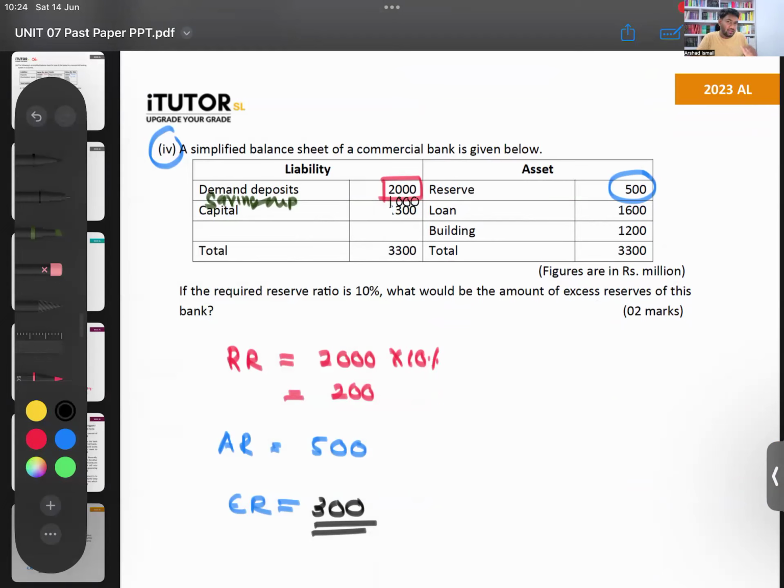Do you have to calculate SRR for savings deposits as well? Usually our question has demand deposits. Let's say they give something called time and savings deposits, 1,000. Is the SRR applicable for that as well? Yes or no? What do you all think? If they give you a question like this, demand deposits 2,000, savings and term deposits 1,000, now what is the excess reserve?